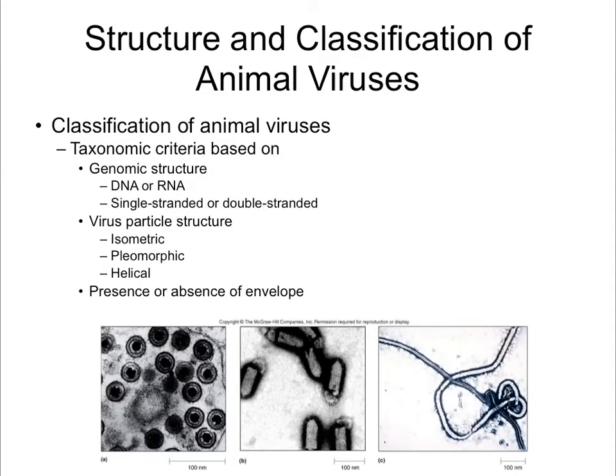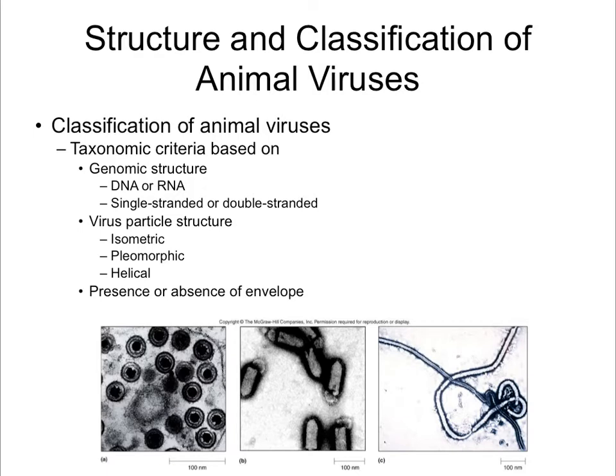So the first thing that I want to talk about is how viruses are classified. For bacteriophages, we talked about how they're classified as virulent or temperate, or also filamentous phages, although we didn't really talk about those very much. Now, for animal viruses, there are a couple of different ways that they can be classified.